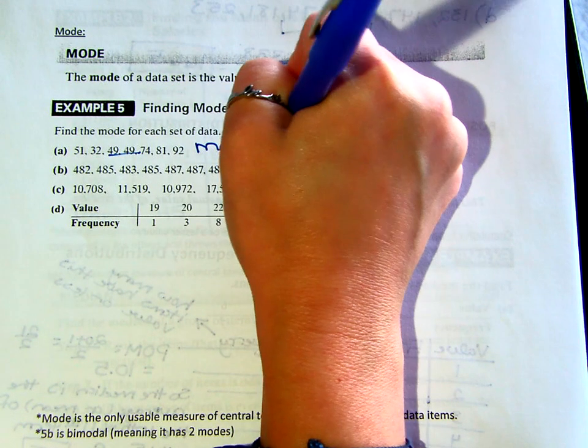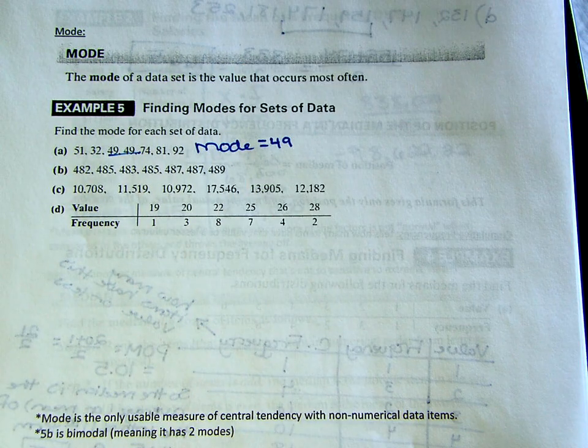I will say most of your problems, though, will ask you for mean, median, and mode. They'll ask you for all of them. So if you go ahead and write them in ascending order, you're just helping yourself out on one of the other ones. But when it comes to mode itself, we're just looking for repeats.